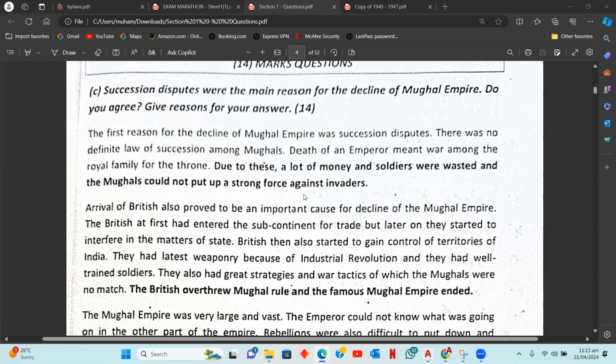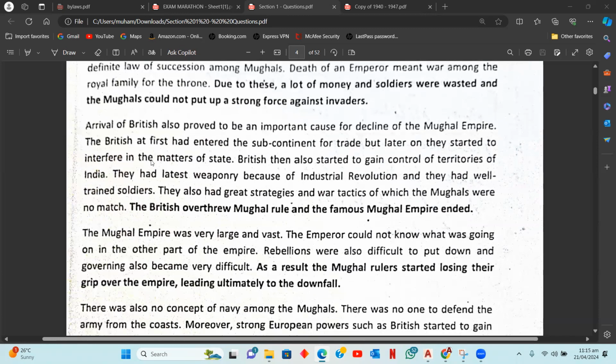Bold lines are all the evaluation and analysis, showing how you connect your reason back to the question. Arrival of British also proved to be an important cause for decline of Mughal Empire. Now, this is level 4. We've written the first reason at level 3. We've switched on to level 4, and now we're writing 6 other reasons.